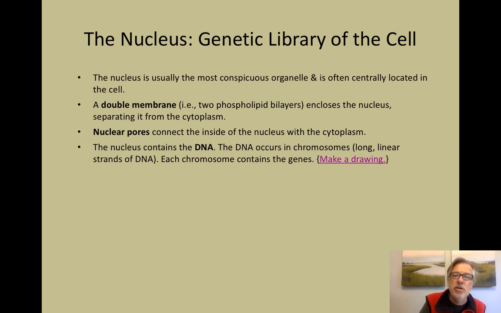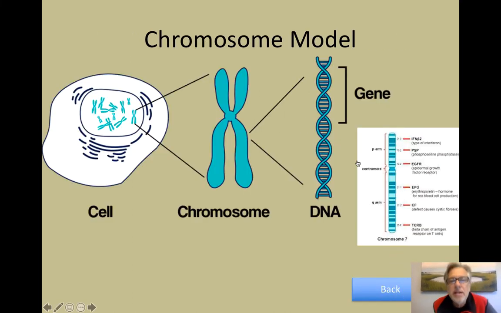The DNA occurs in chromosomes. And chromosomes are long linear strands of DNA, and in the eukaryotes surrounded by proteins. And each chromosome contains genes. And so what I'd like you to do is make a drawing of this idea, and I'll show you what that drawing might look like. It might look something like this, where you see here's our cell, and there's the cell nucleus, and inside it are the chromosomes. And you can see they're long linear strands of DNA.